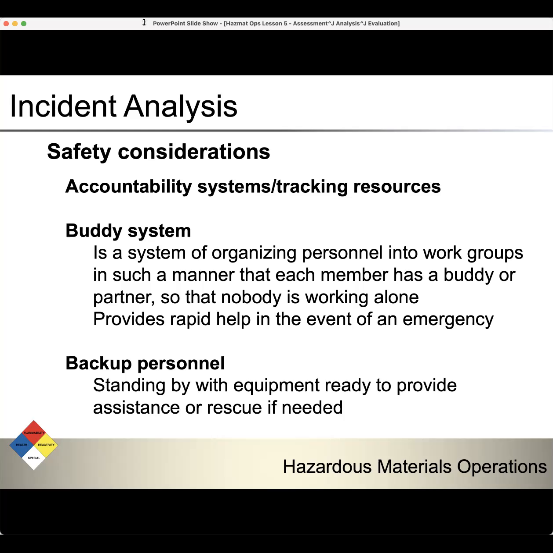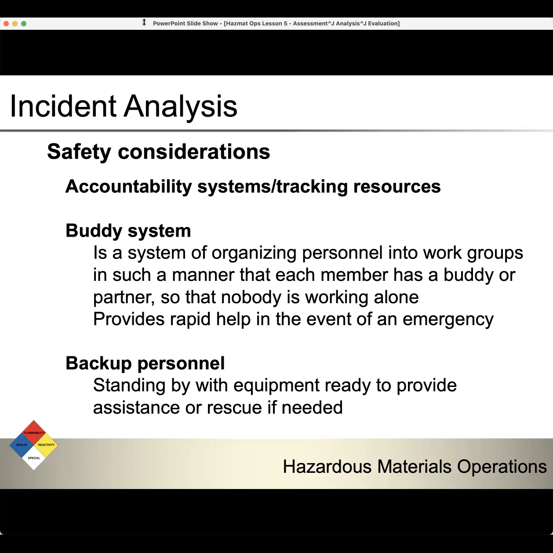Could I have done it by myself? Absolutely. I'm just going in with one monitor into this house and checking for volatile organic compounds. Could I have done that by myself? Absolutely. But that's not how we operate. So I reached out to the rest of the team and found somebody that was available and could meet me on scene. And now there's 2 of us there. Backup personnel.